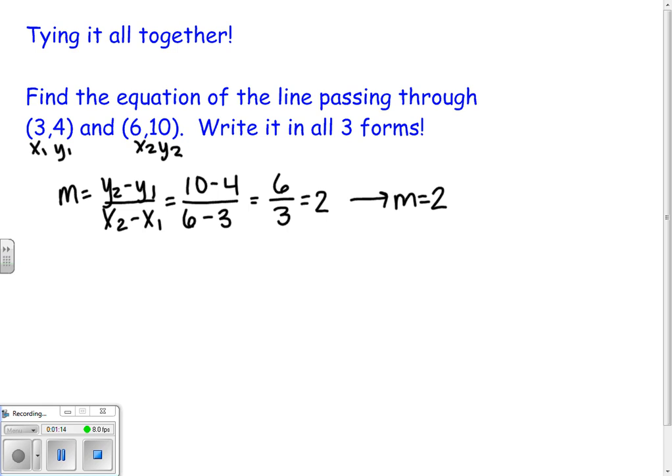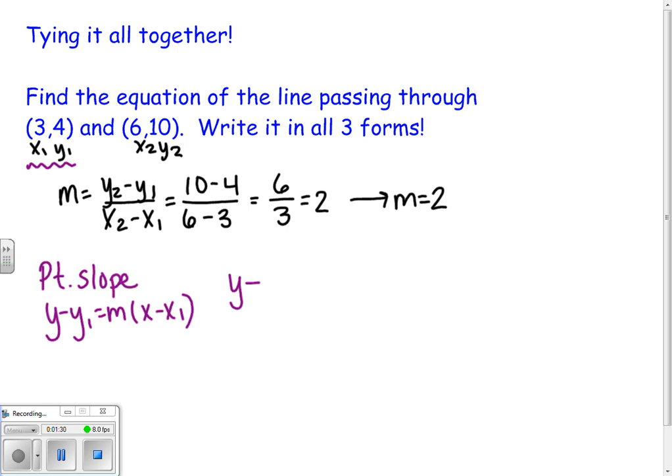The easiest form to start with when you know a point and a slope is point-slope form. So I'm going to start with that one. I'm going to use the first ordered pair, x1, y1, and the slope. I get y minus, my y1 value is 4, equals, slope is 2, times the quantity x minus 3. And that's point-slope form. It's all done.